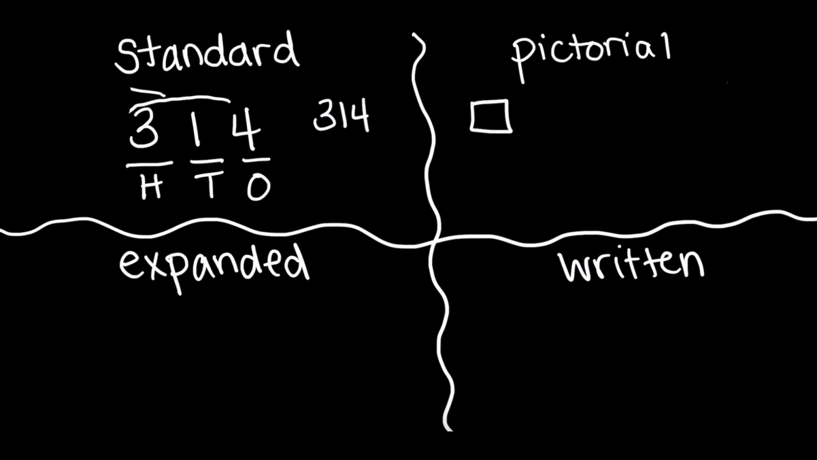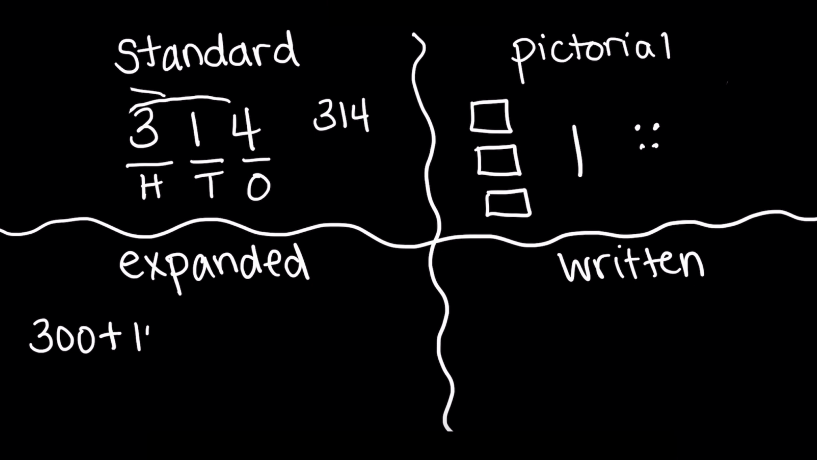Moving on to pictorial model, I'm going to draw a representation of the number 314 by drawing a little model of the base 10 blocks that would represent it. So I would draw 3 hundreds, 3 flats, 1 rod, and 4 units. This is a way to represent the number 314 in pictorial model. Notice that pictorial sounds like picture.